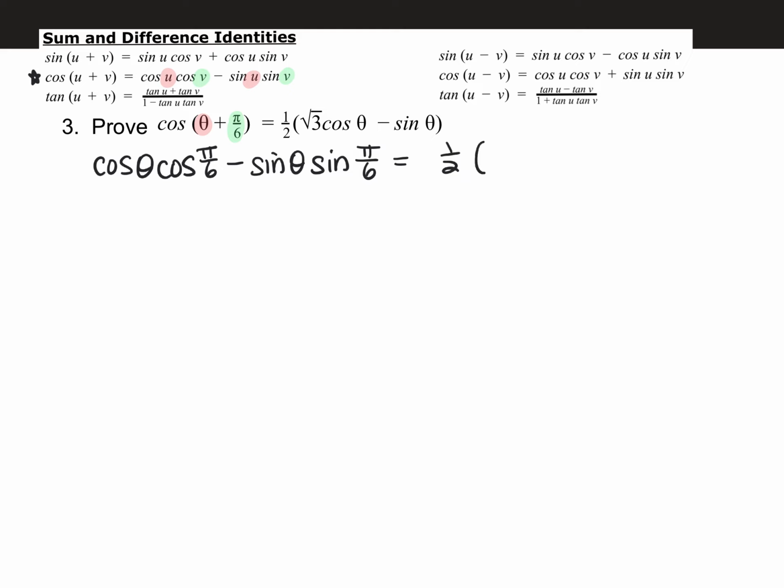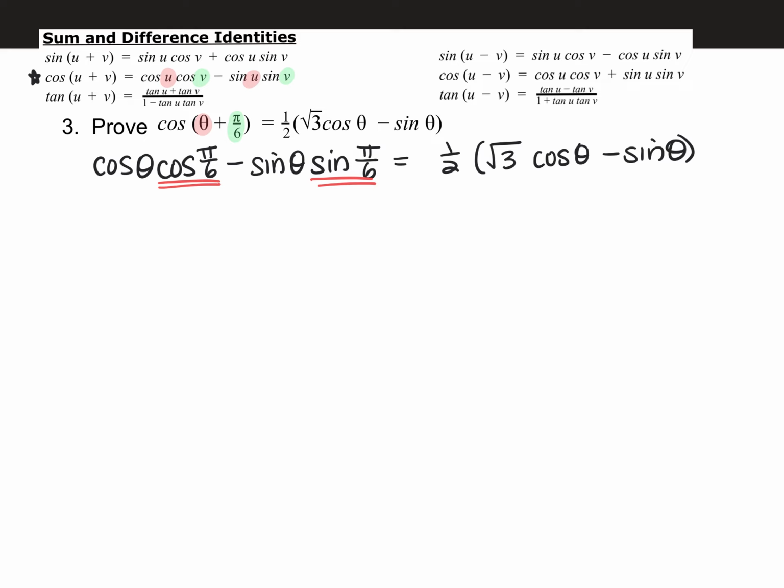Now I'm trying to show that it's equal to this expression. Now once again, don't let that scare you. It's not as bad as it looks. Okay, next, I have to know my unit circle because I have an actual value for my angle here. Cosine of pi over 6 and sine of pi over 6. Because I know that my angle is pi over 6 or 30 degrees, I can actually then evaluate that.